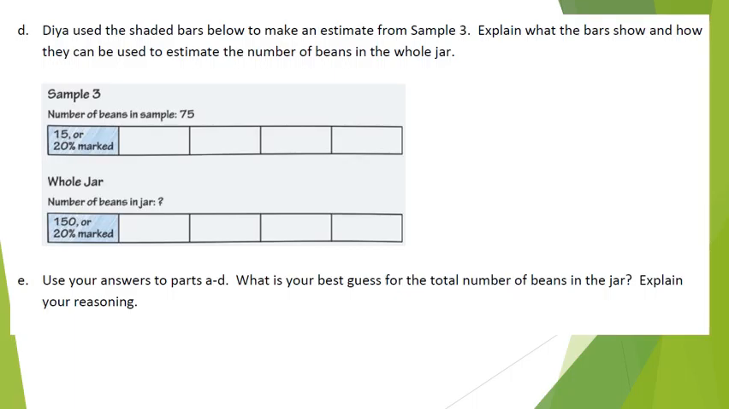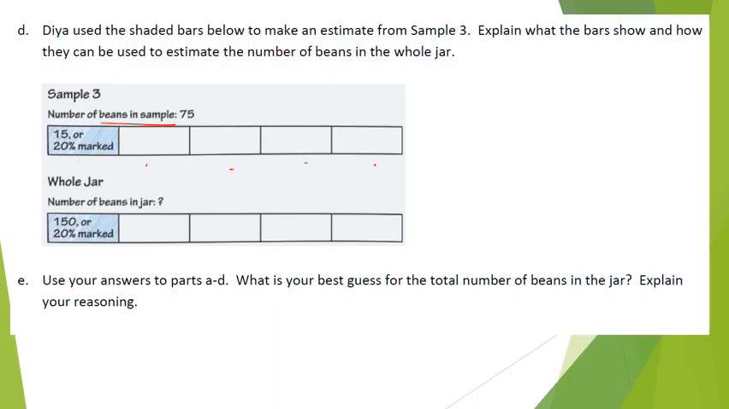Daya used the shaded bars below to make an estimate from sample 3. Explain what the bars show and how they can be used to estimate the number of beans in the whole jar. So looking at sample 3, I see that the number of beans in the sample is 75. And I see that 15, or 20% of them, are marked. So I can see that there were 5 sections here, representing 100%, and I've shaded in 20%.